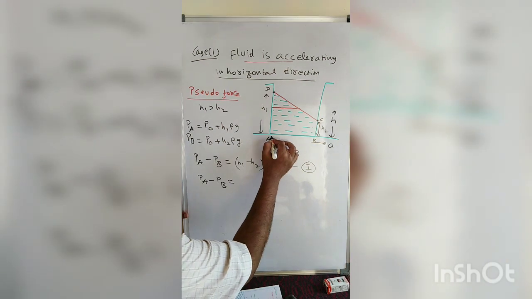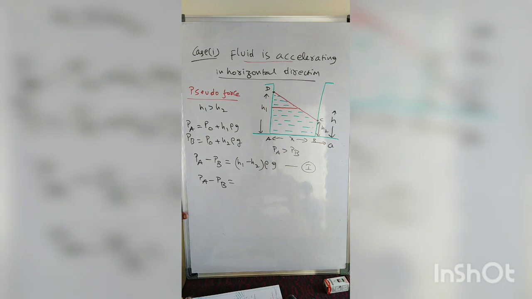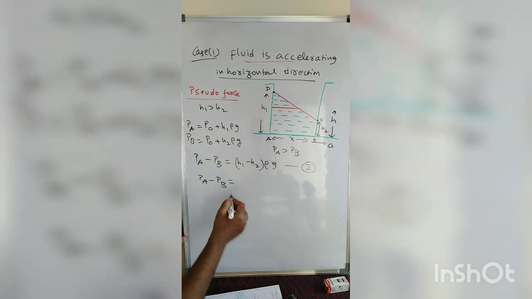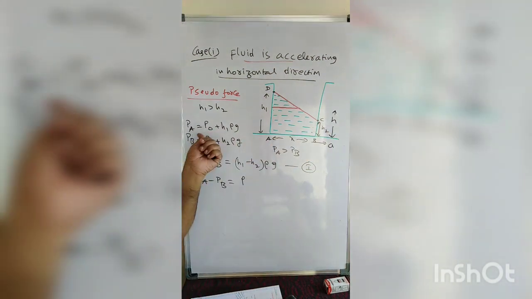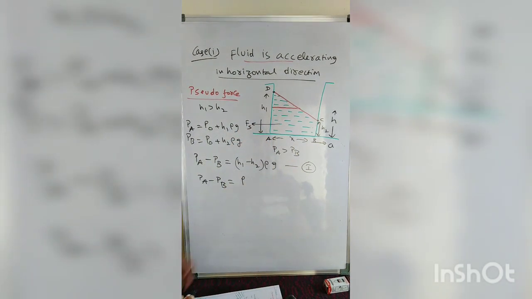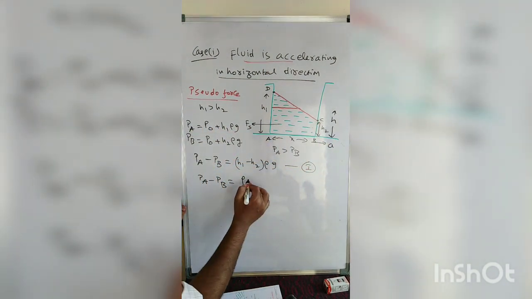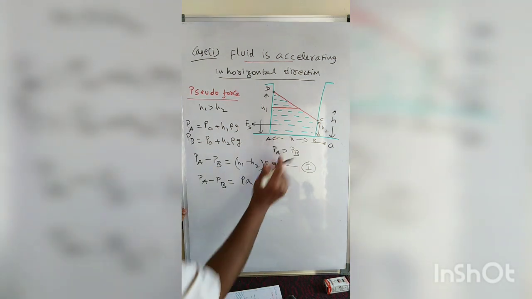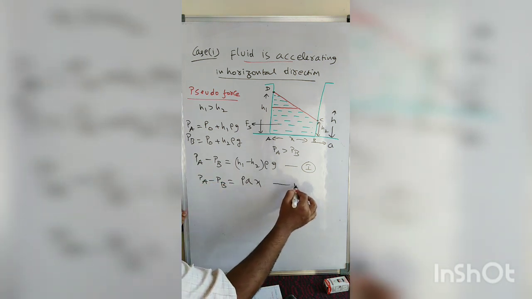Let us say the length of this part here is x. Here the pseudo force is acting in this direction, since the acceleration is in the other direction. Therefore, along the x-axis it is rho A, and the distance is x. So PA minus PB equals rho A X. Say this is equation number 2.